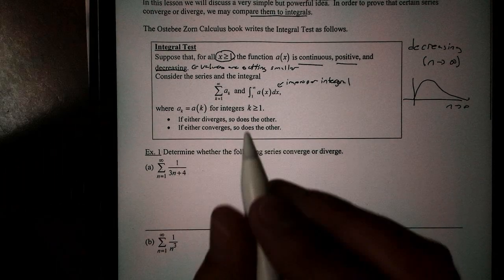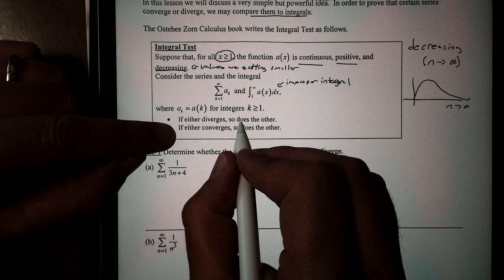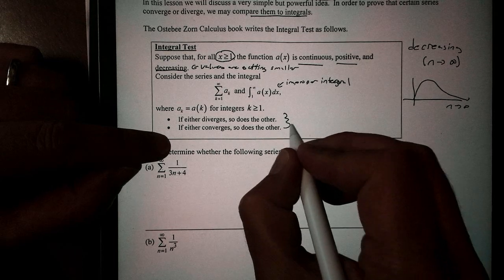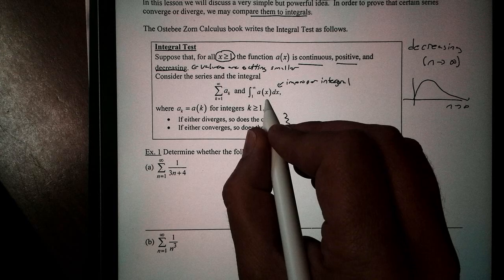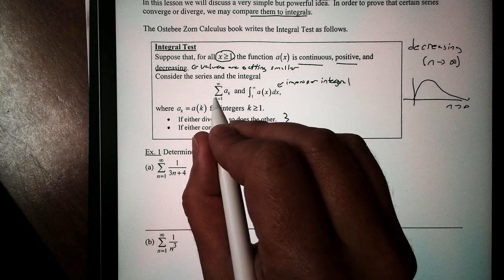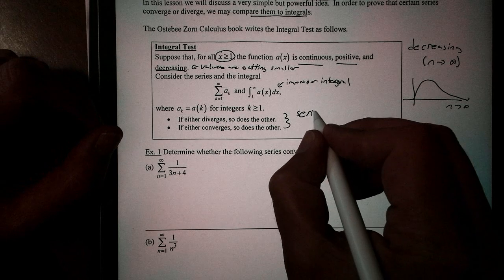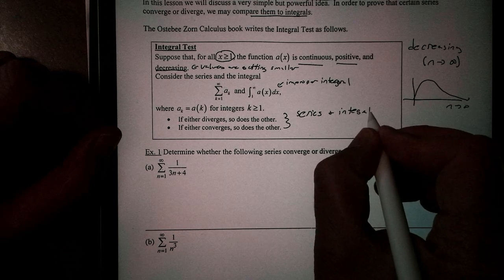And here's the big rule. If either diverges, so does the other. If either converges, so does the other. This is really nice because it tells us that if the integral we solve converges, then the series will converge. If the integral diverges, the series will also diverge. So we say that the series and the integral go hand in hand.